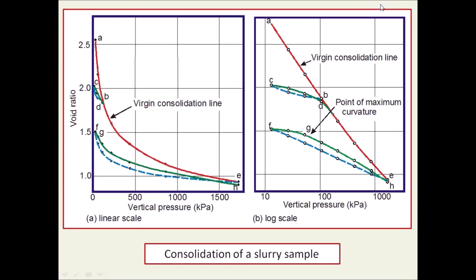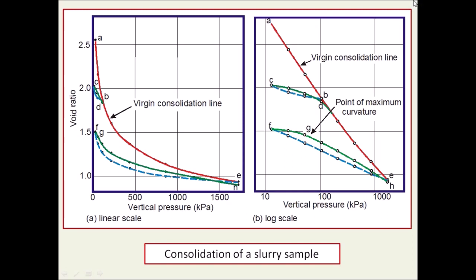Now this is how a soil behaves if you consolidate it from a slurry, which is what I've done in these two pictures here. On the left we've got it plotted using a linear scale, on the right a log scale. And you'll see it's very curved and untidy on the left, but much more tidy on the right. So that's the basis for using the log scale, the assumption that you've got a more or less straight line as your virgin consolidation line AE.